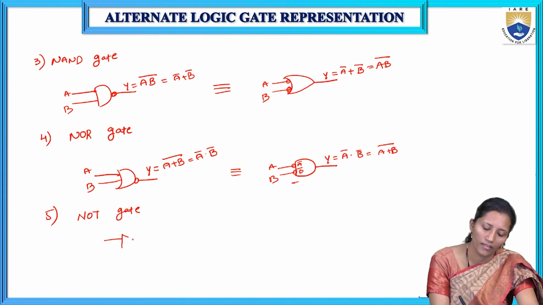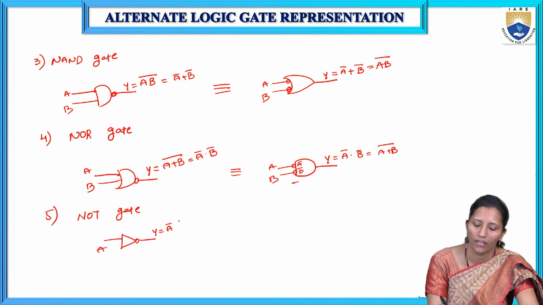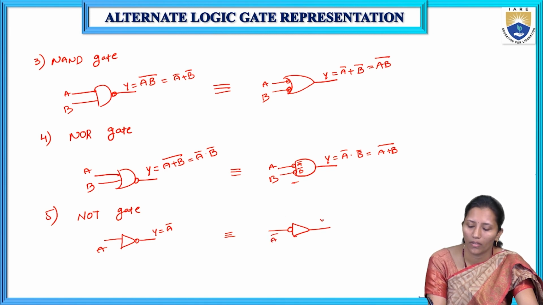Another one is the NOT gate. In the NOT gate, we have one input and one output. If we give A, we get A bar. So this is the equivalent circuit. A bar, we are giving to the buffer, that is we are going to get A bar.